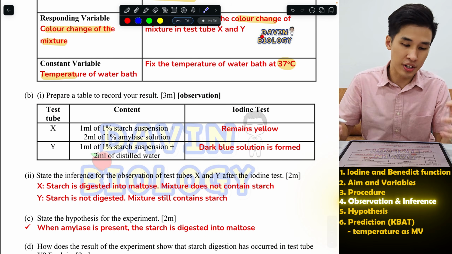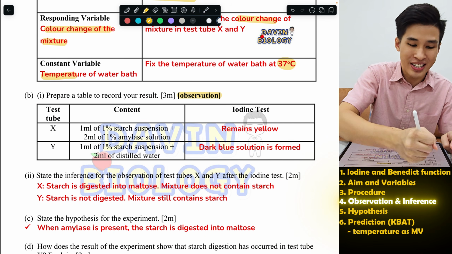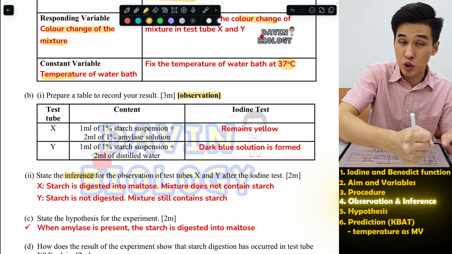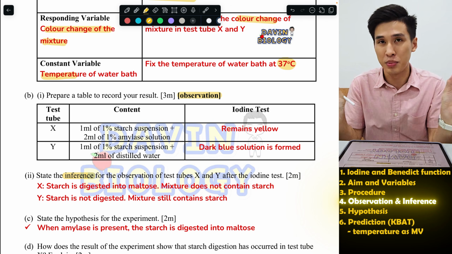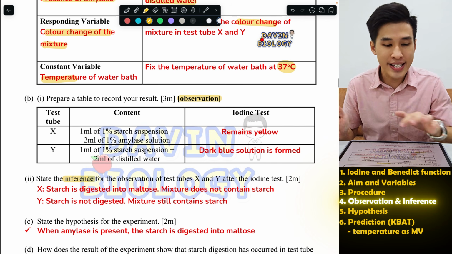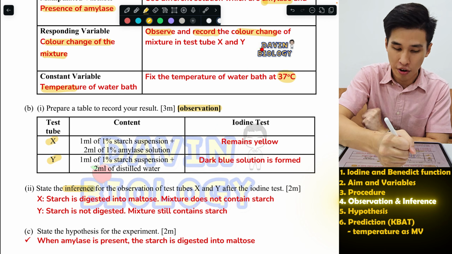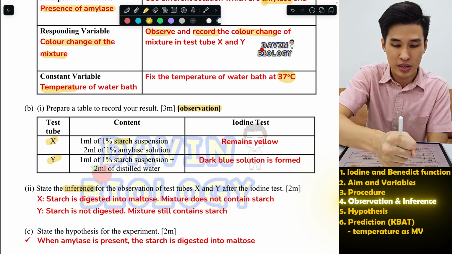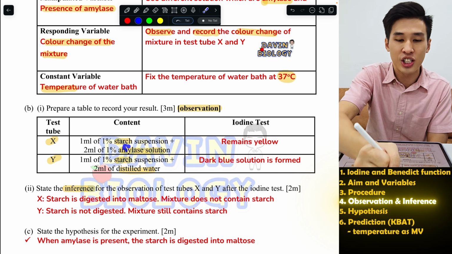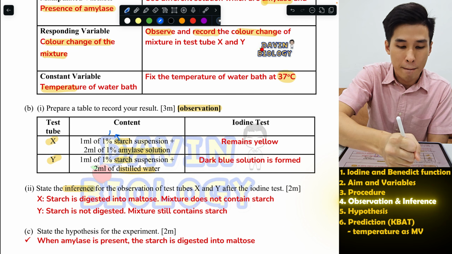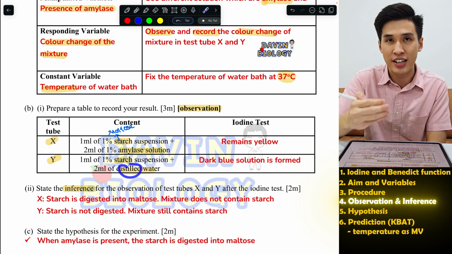Once you've done that, the next question, obviously they will definitely ask this one, observation and inference. What do you see in the end? So for iodine and Benedict's test, your observation obviously is different because the color change is not the same. So for the iodine test, test tube X and Y have different contents. Test tube X is starch and amylase. The other one is starch and distilled water. So the one with amylase will of course digest the starch into maltose. The one without the amylase will not digest the starch.